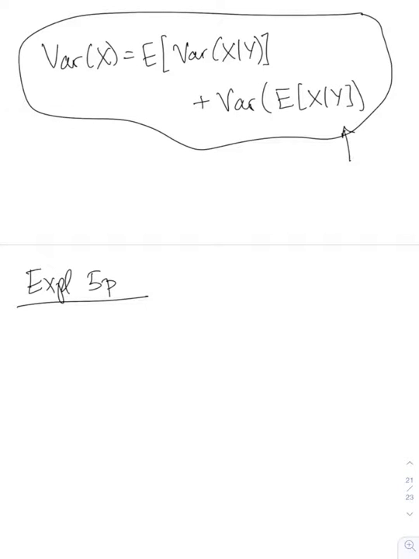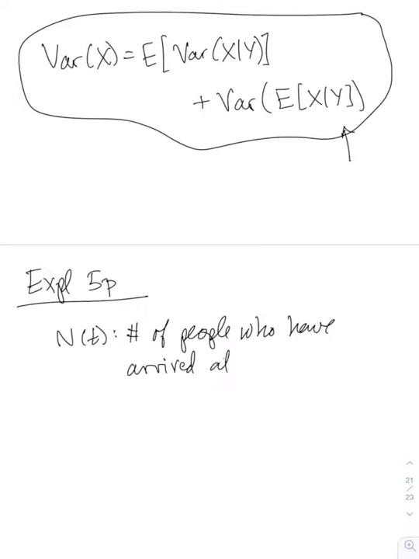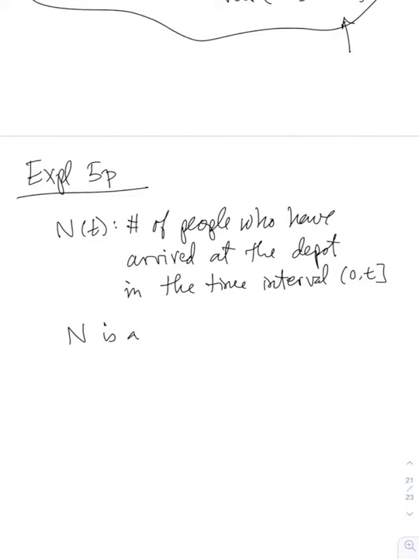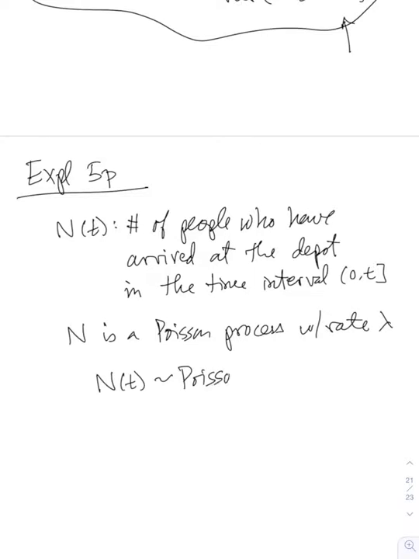5P, page 354. Suppose that by any time t, the number of people who have arrived at a train depot is a Poisson random variable with mean lambda t. In other words, what they're trying to say is that N of t, the number of people who have arrived at the depot in the time interval 0 to t, is a Poisson process. We talked about the Poisson process with rate lambda. Remember, one of the properties of a Poisson process with rate lambda is that N of t has a Poisson distribution with parameter lambda t.